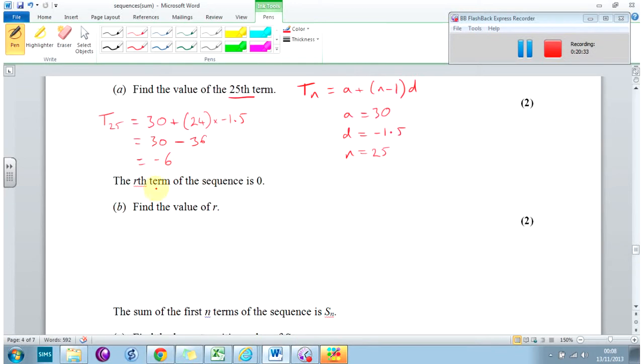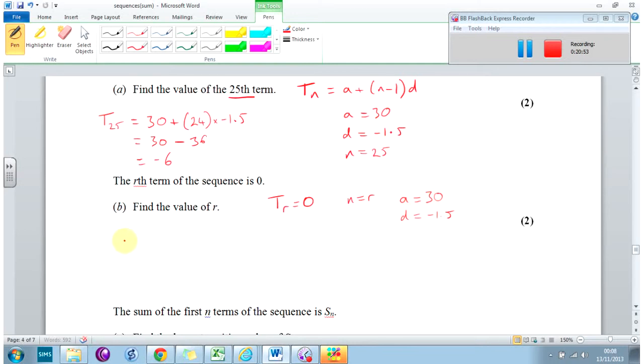The rth term of the sequence is 0. Find the value of r. So we know that the rth term is 0. So that obviously is when n equals r. So we just, again, a is still 30, d is still minus 1.5.